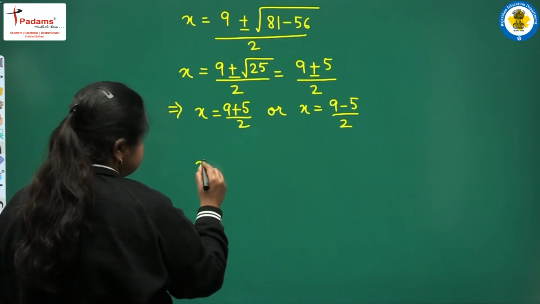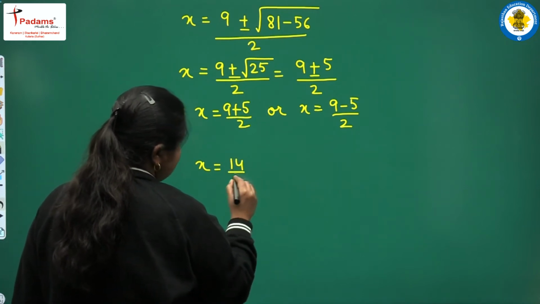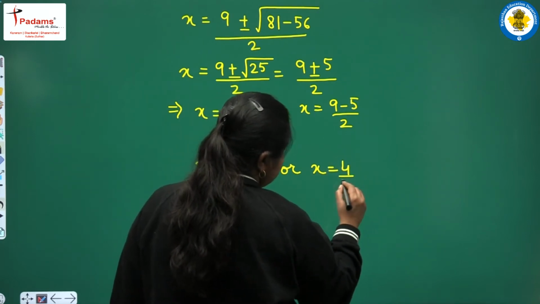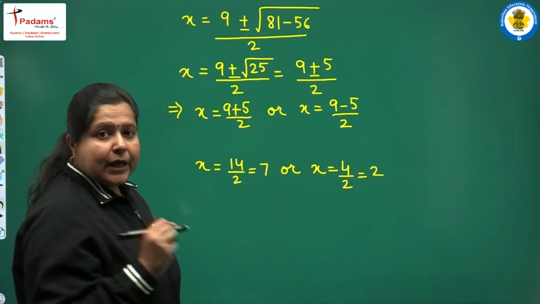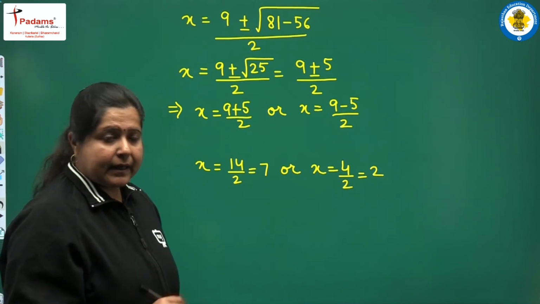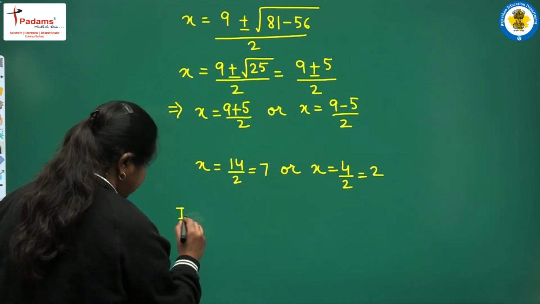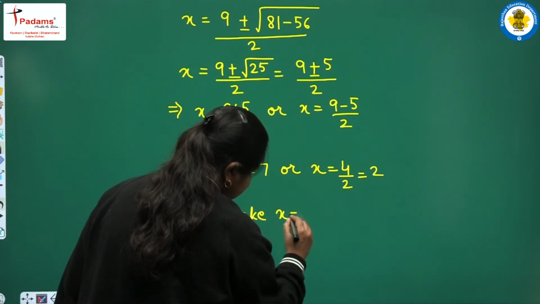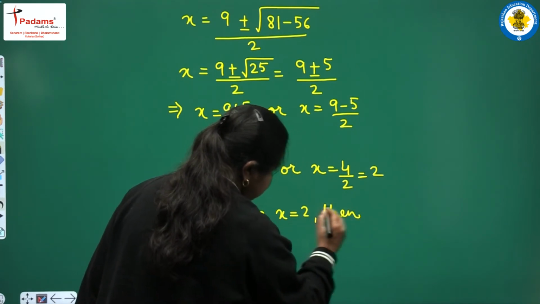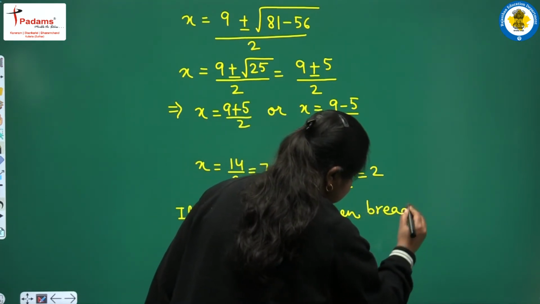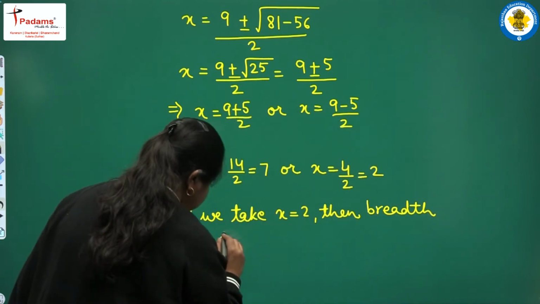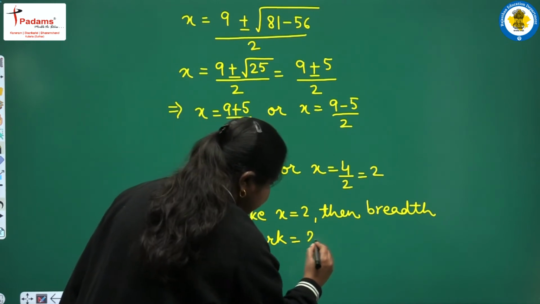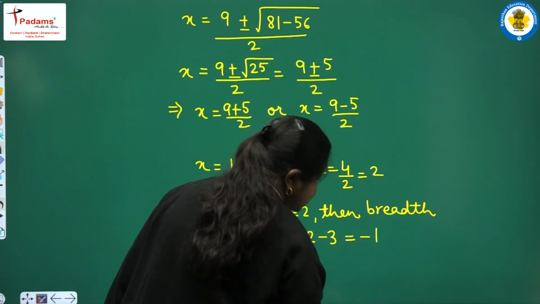This will give us x equal to (9 plus 5) 14 upon 2 equal to 7, or x is equal to (9 minus 5) 4 upon 2 equal to 2. Now x is the length of the rectangular park. If we take x equal to 2, then the breadth of the park, what will it be? It is given by the expression x minus 3. So it will be then 2 minus 3 equal to minus 1 units.